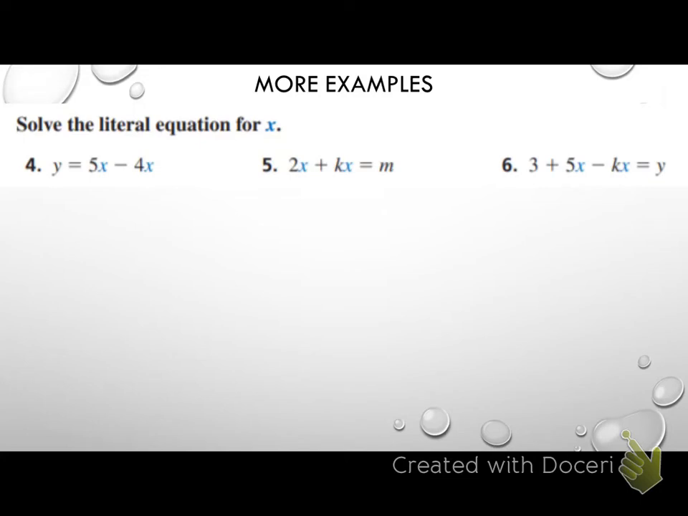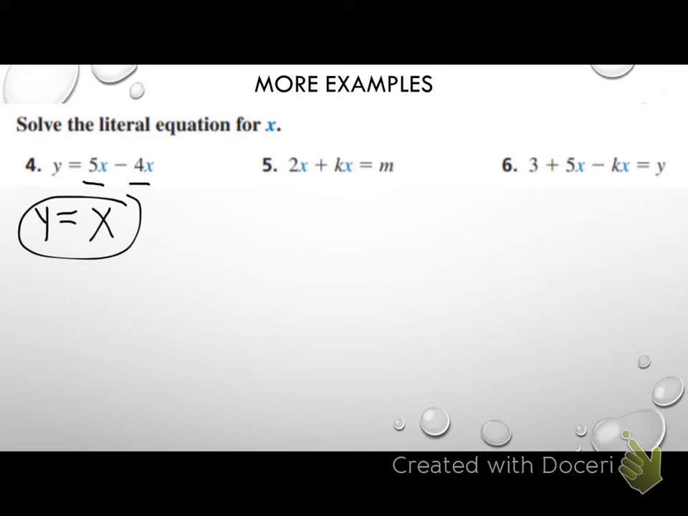y equals 5x minus 4x. What do I need to do here first? Yeah, here we can just combine like terms, right? What are my like terms? 5x and 4x. What's 5x minus 4x? 1x or just x? What variable am I solving for? X. Is x now by itself? Yes, it is. There's my answer. So that one's easy. If you can combine like terms, go ahead and combine like terms.